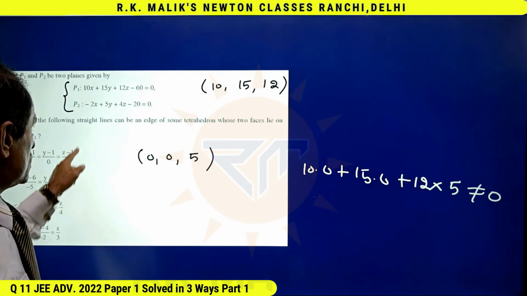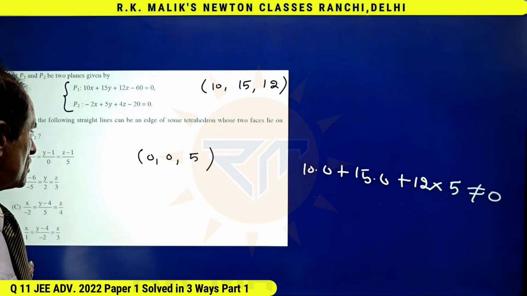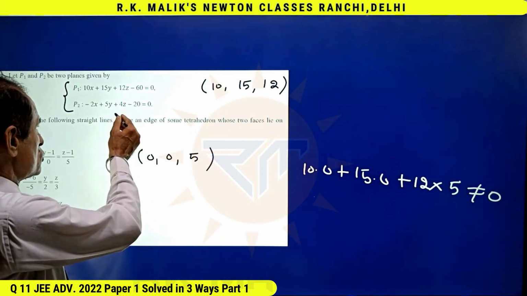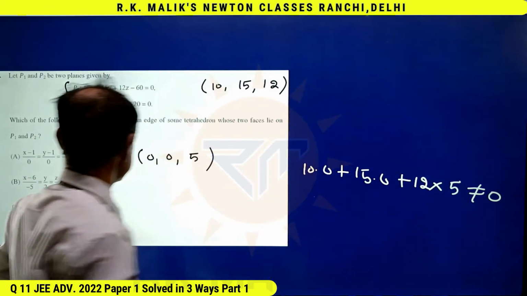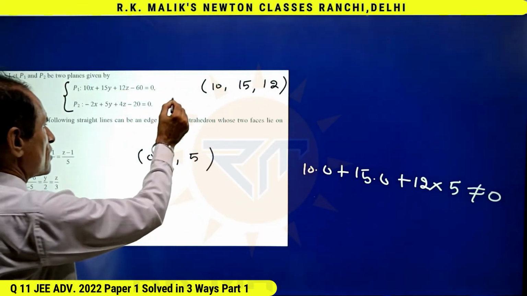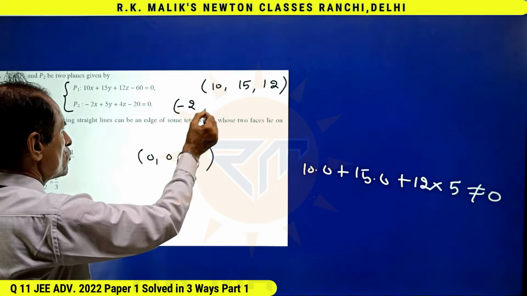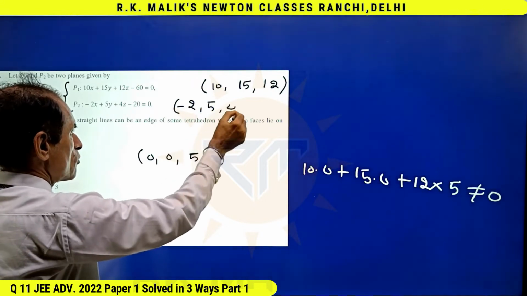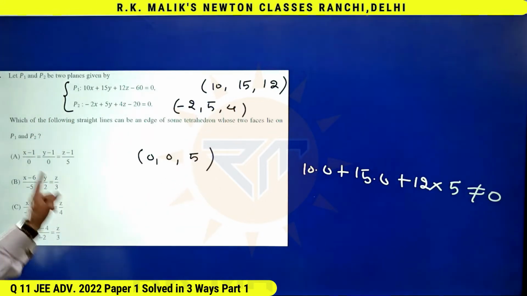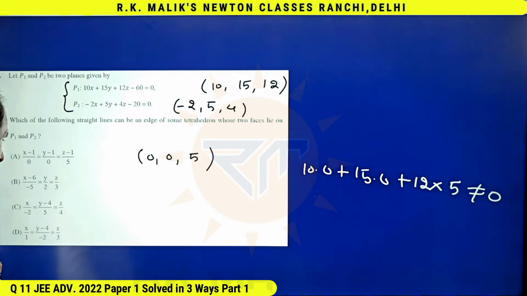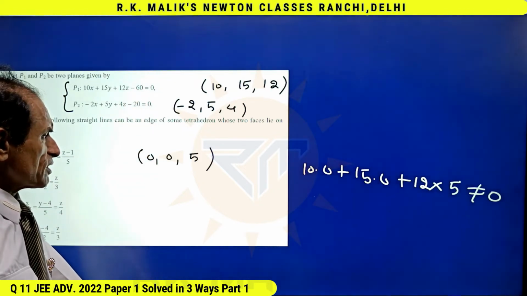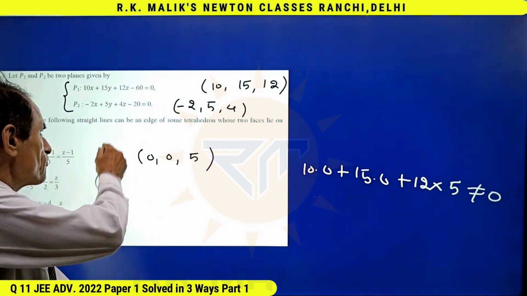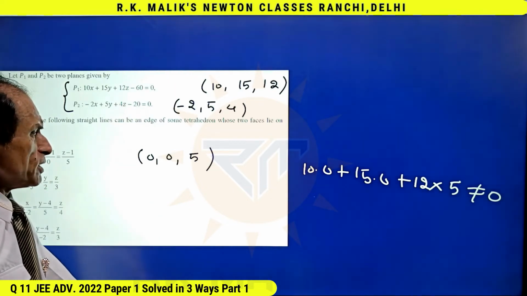To check this line to be parallel to this, the direction ratio of normal to this plane are -2, 5 and 4, and direction ratio of this line are 0, 0, 5, and this line will be parallel to this plane if this line is perpendicular to normal to this plane.